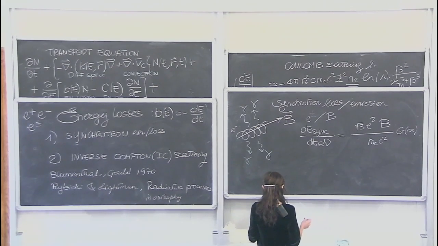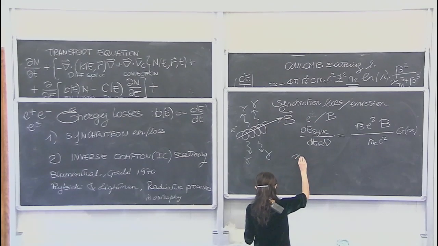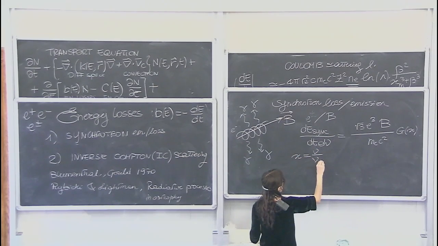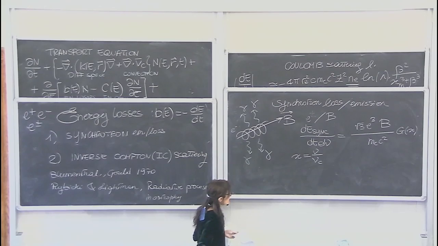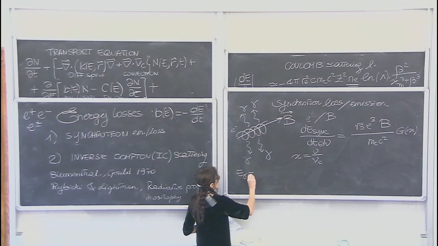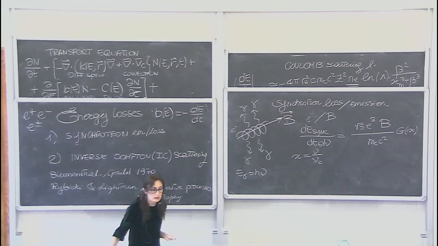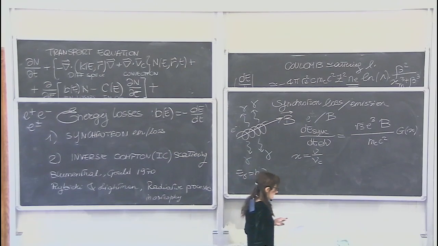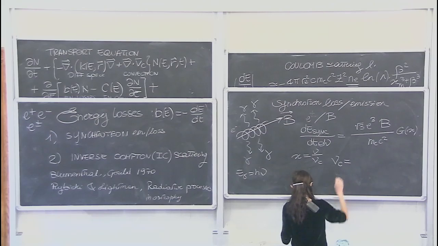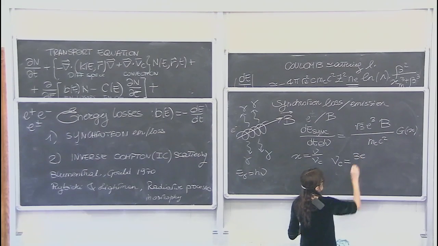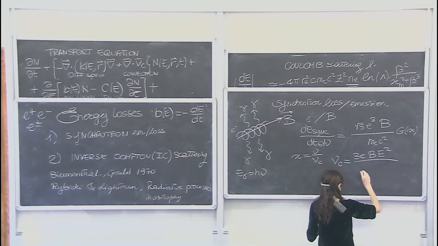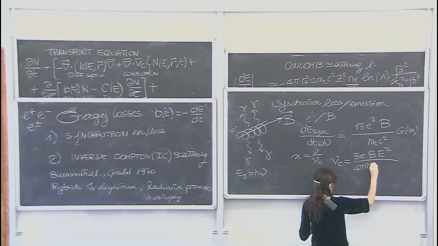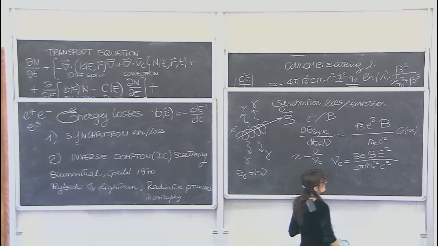This function depends on x, and x is the frequency divided by a critical frequency. So the frequency is the frequency of the emitted photons. And this critical frequency is given by factors, B, e squared, again factors here.